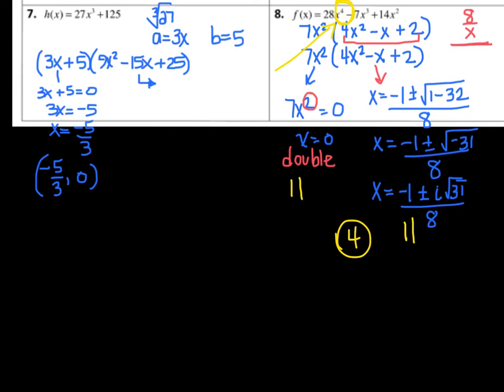How many times will it actually touch? These over here are imaginary. We know they don't touch. This here is a double root, which means it's going to touch 0 and bounce back up. So it will actually only touch 1 time physically on the x-axis.